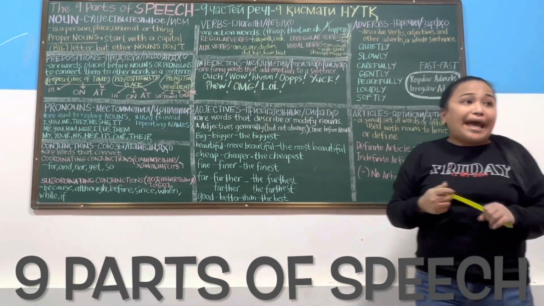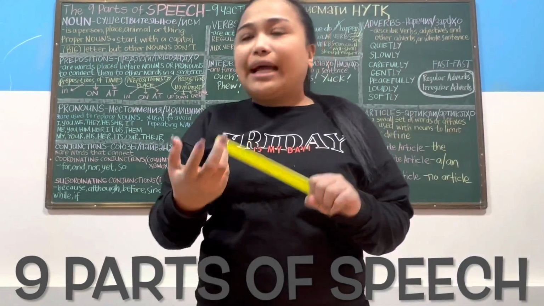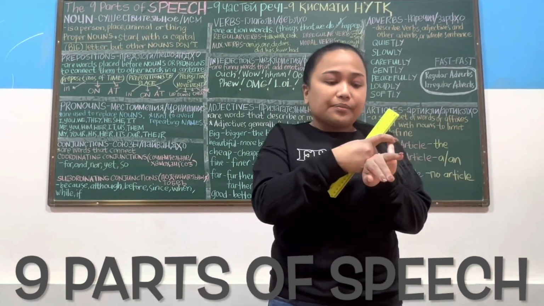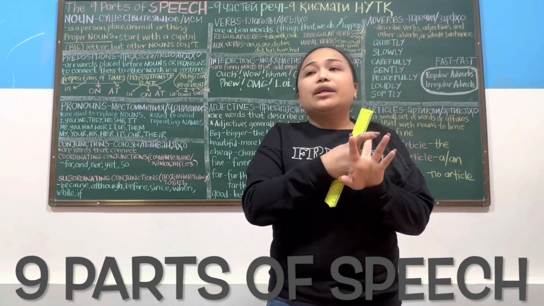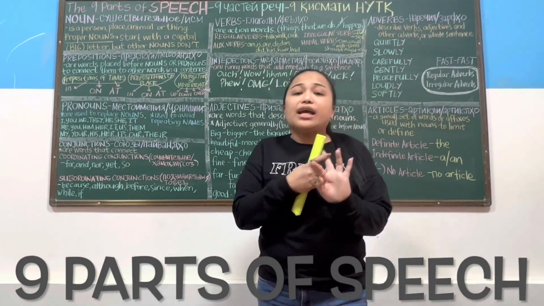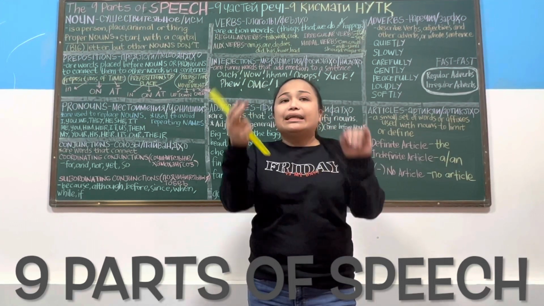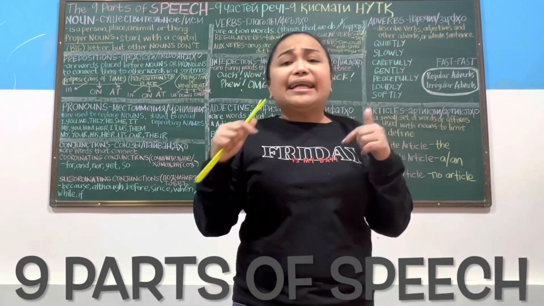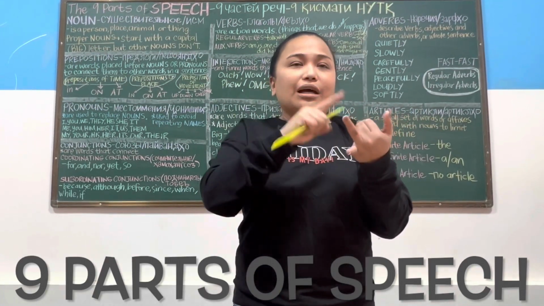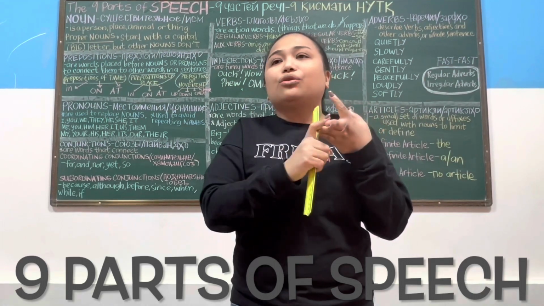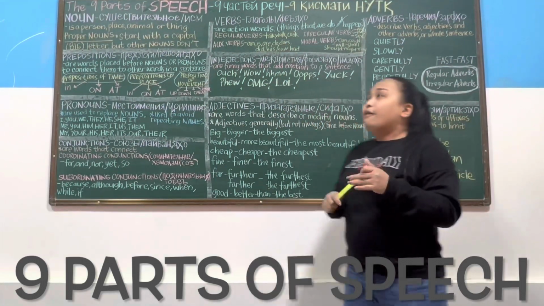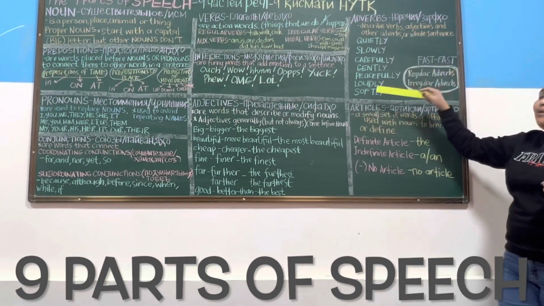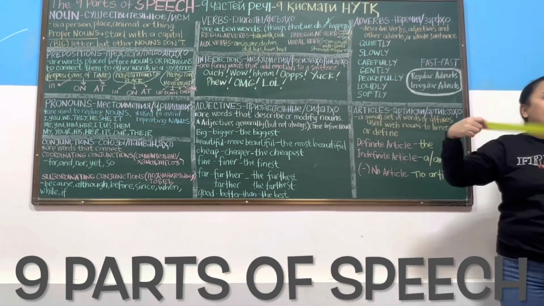And now let's go to adverbs. Zarf, наречия, okay? Adverbs are words used to describe verbs, adjectives, or other adverbs. In Tajik, зарфо таъриф медиҳанд феълҳо, сифатҳо ва дигар зарфҳоро. In Russian, наречия описывают глаголы, прилагательные и другие наречия. You understand? For adverbs, we add ly to most of the adjectives.